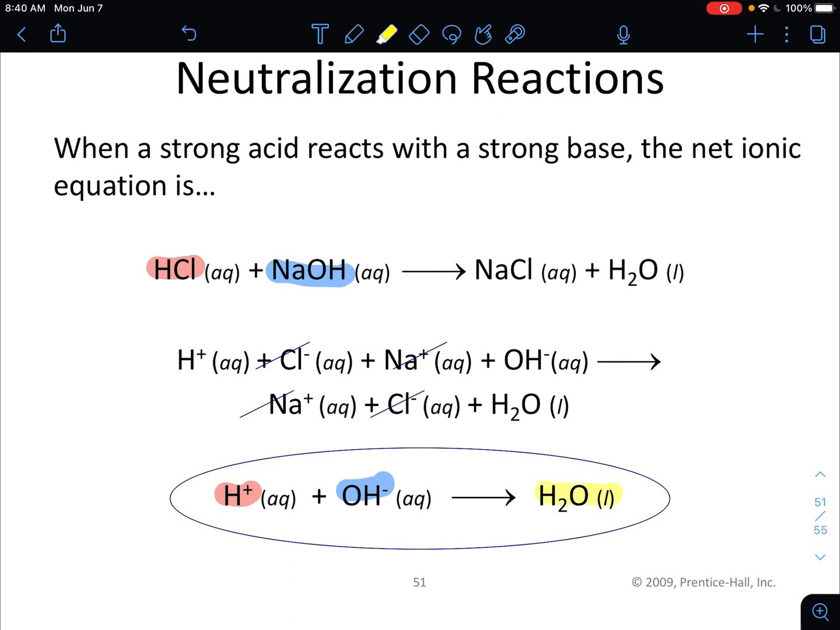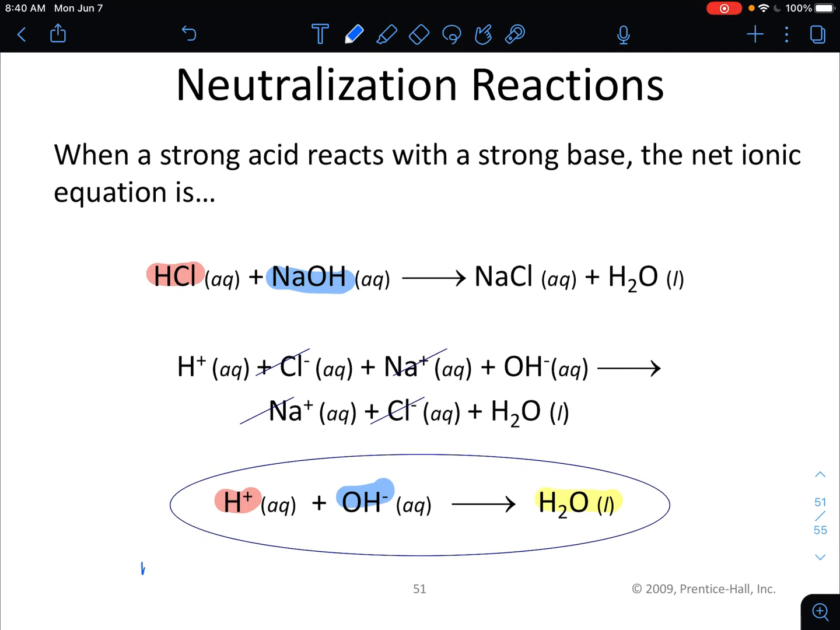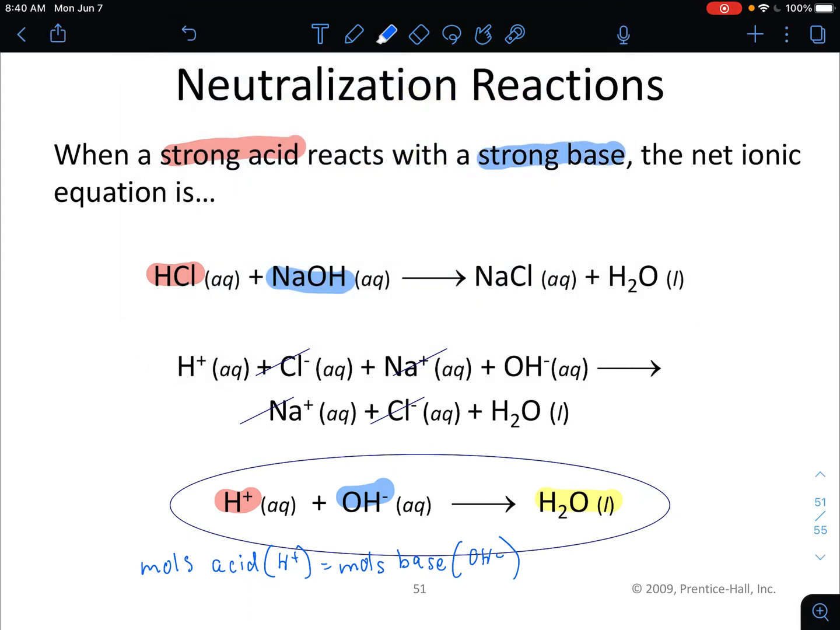So again, neutralization and titration I'm using interchangeably, but this is the intent, that we can say the same thing: moles of acid, meaning H plus, equals moles of base, meaning OH minus. So that's our intention when we talk about these reactions. And again, we're focusing on when we're reacting strong acid with strong base.